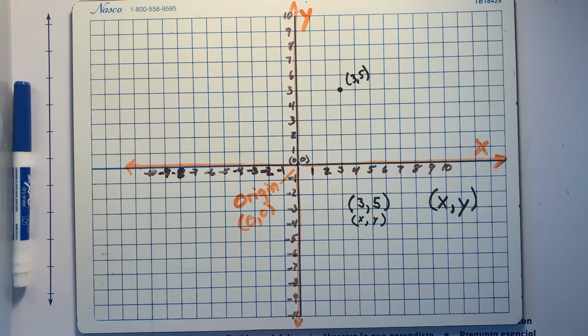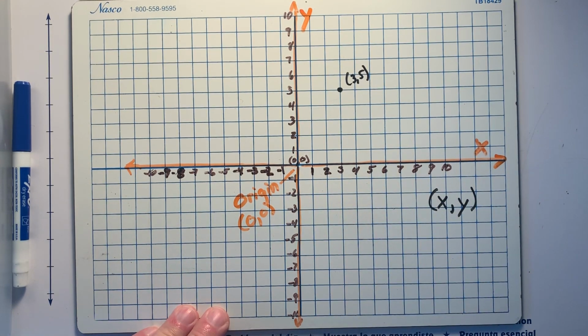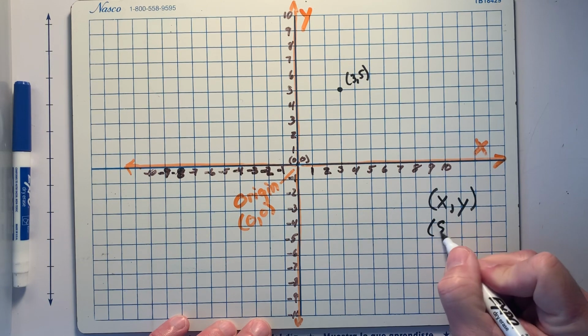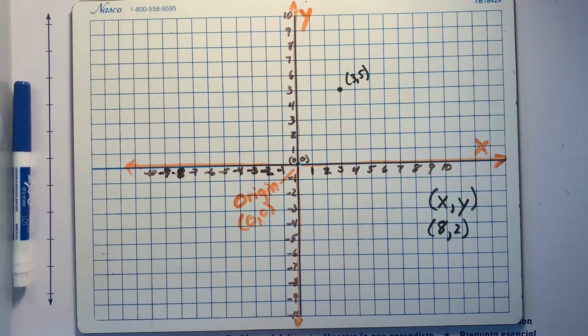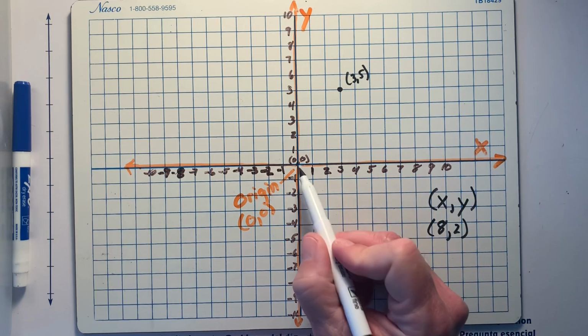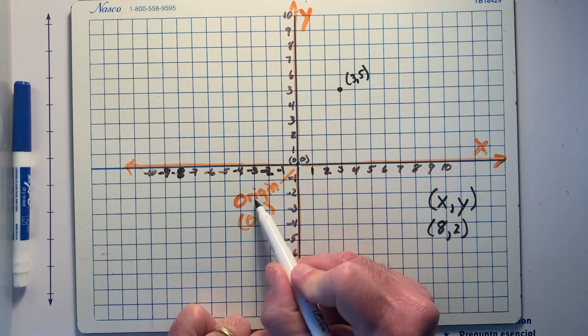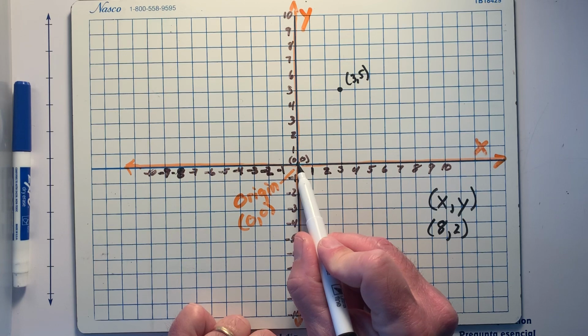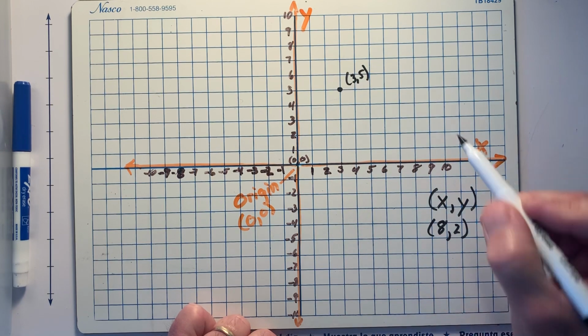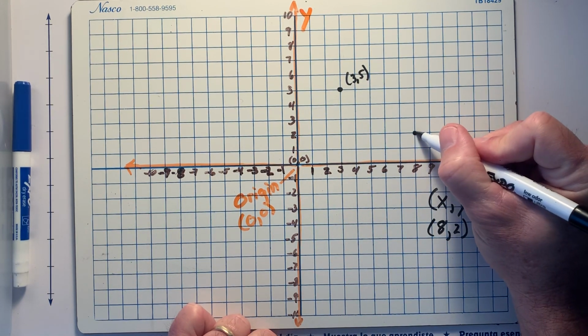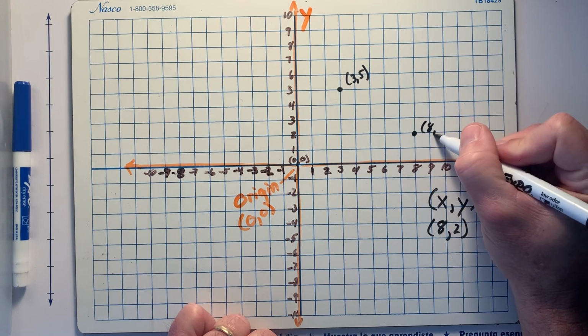Where would you find for me to put, I'll just erase that part, where would I put 8, 2? Take a look at it. 8, 2. All right, well, 8 is my x, so I would start at 0, 0, always starting at the origin, and I would go over 8, 1, 2, 3, 4, 5, 6, 7, 8, and I would go up 2, 1, 2. This would be 8, 2.